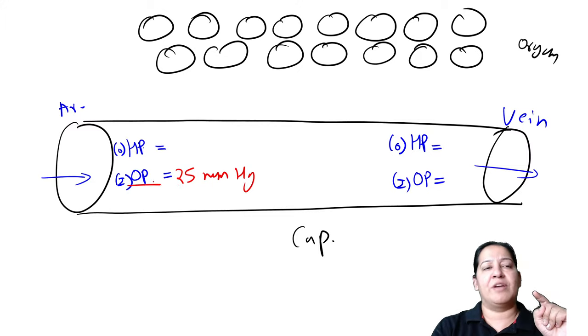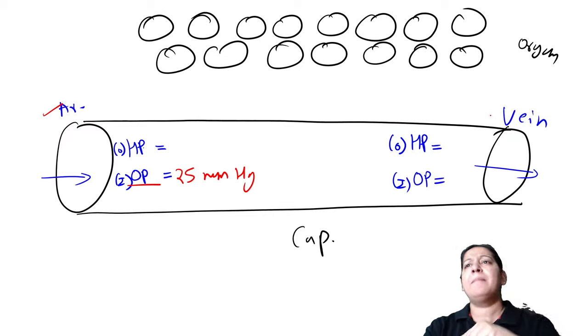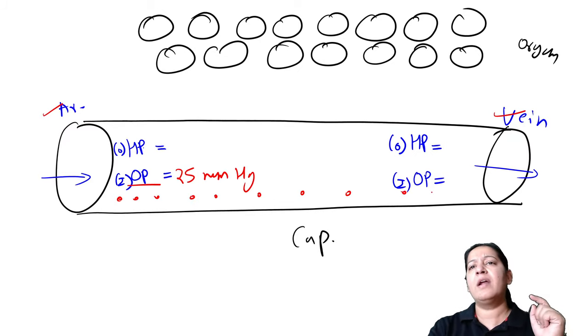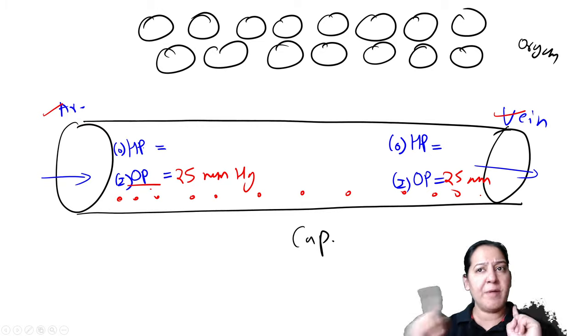So that is the osmotic pressure, and albumin is the same throughout. The albumin content at the arterial end of the capillary is the same as at the venous end. Whatever albumin is present here is traveling from here to here. So the same 25 mm of mercury is here as well. The value is 25 mm. Osmotic pressure is the same throughout.